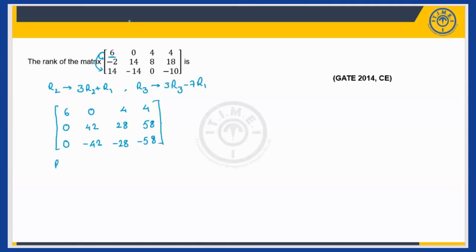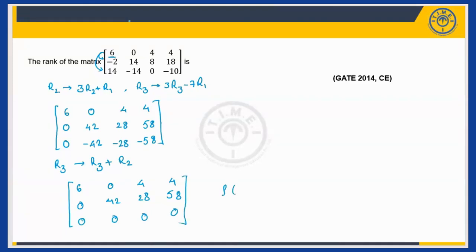And again to R3 apply R3 plus R2. Then that will be 6, 0, 4, 4; 0, 42, 28, 58; 0, 0, 0, 0. So what is the rank of the matrix? The rank of the matrix is 2.